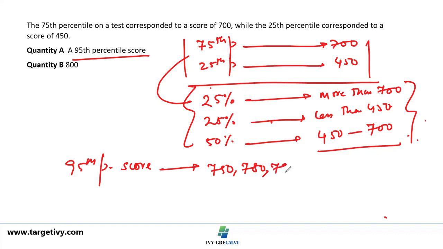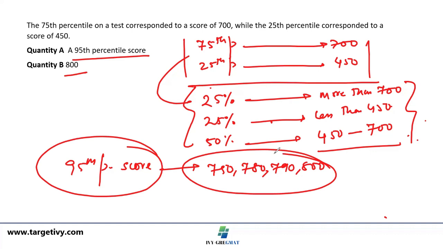Quantity B is 800. So we do not know. This can be any number. So D. Data is insufficient. We cannot predict the percentiles. Okay, this is somewhat interesting, comes pretty handy.